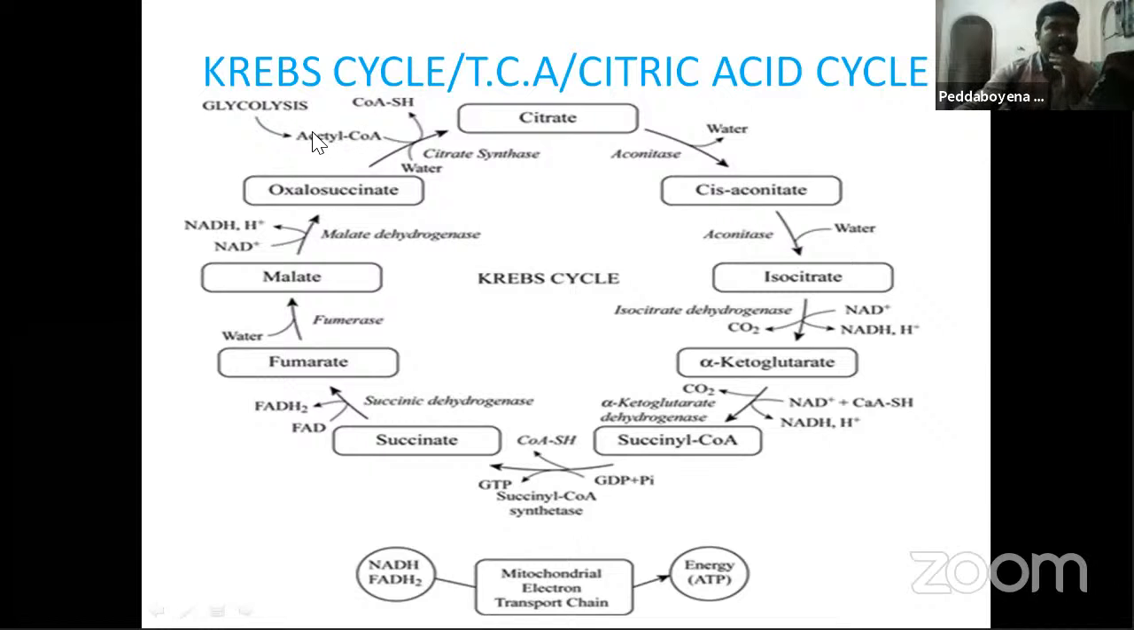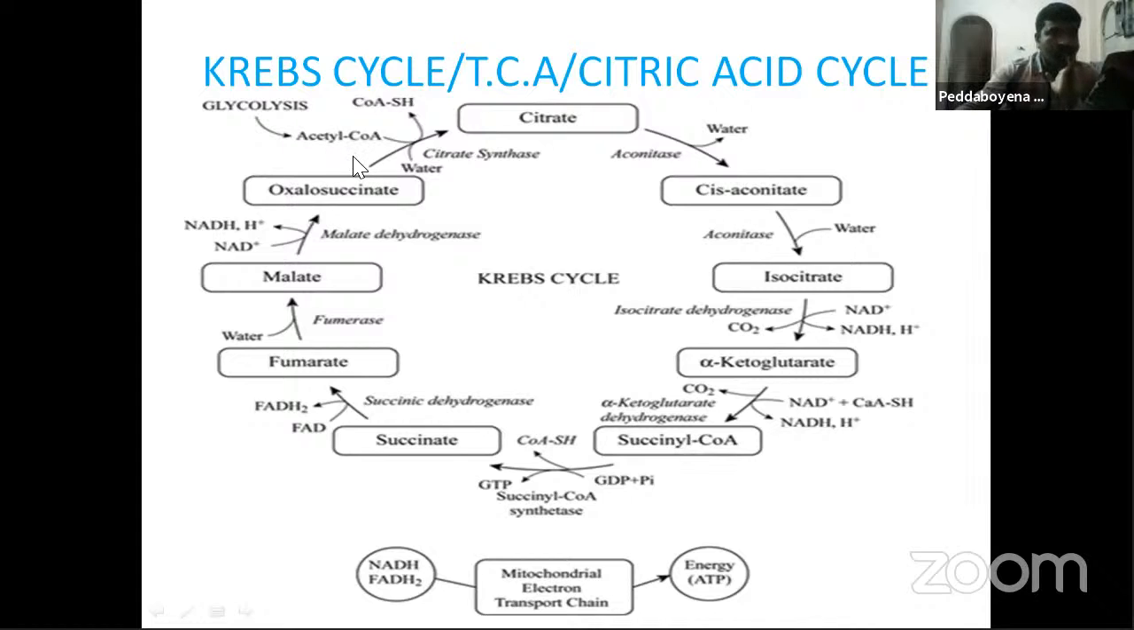So acetyl CoA is formed from which one? Glycolysis. Already we know the glycolysis end product is pyruvic acid. This pyruvic acid undergoes the oxidative decarboxylation process, and the end product released is acetyl CoA, which contains two carbons. So this is the acetyl CoA.